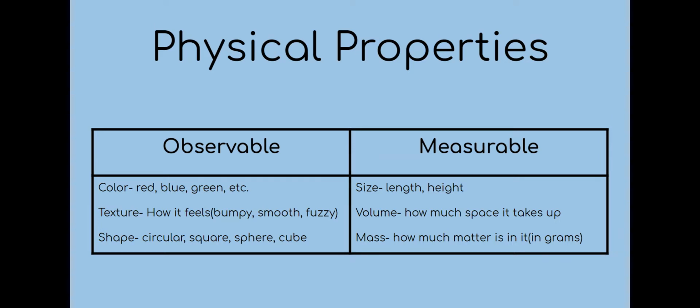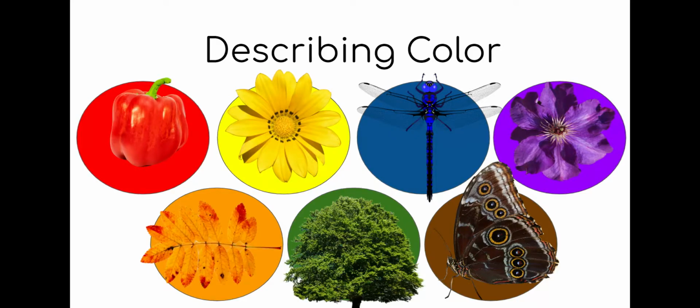They could be measurable, like the size, the length, the height, volume, how much space it takes up, the mass, how much matter is in something. We measure that in grams.